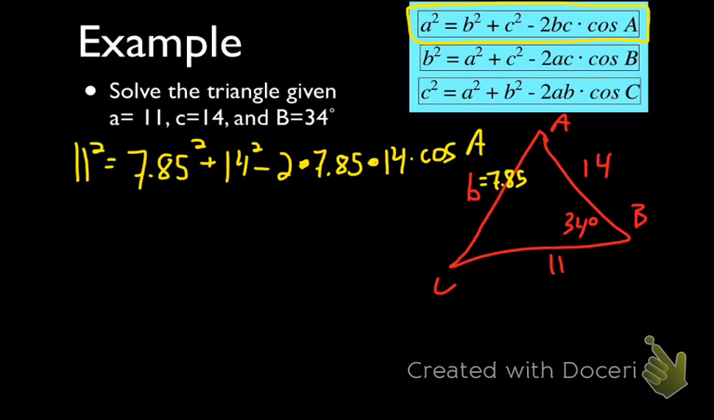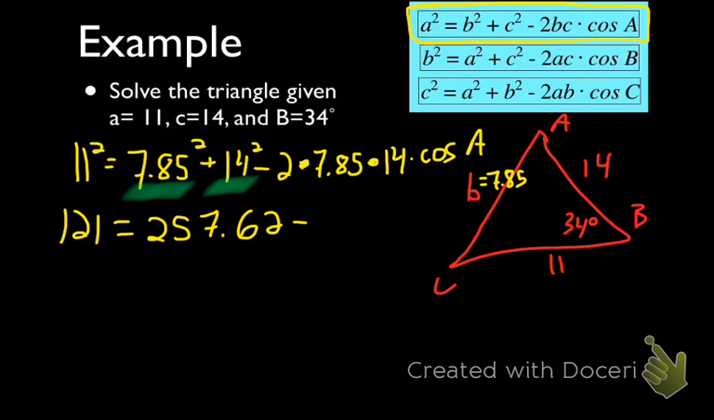So when you do this in your calculator, you should first do 11 squared, which is 121. And then tell me, what is 7.85 squared plus 14 squared? That's the only part I want to know. What is that? 257.62 minus, now all I want to know is 2 times 7.85 times 14. That's all I want to know. 219.8 times the cosine of A.